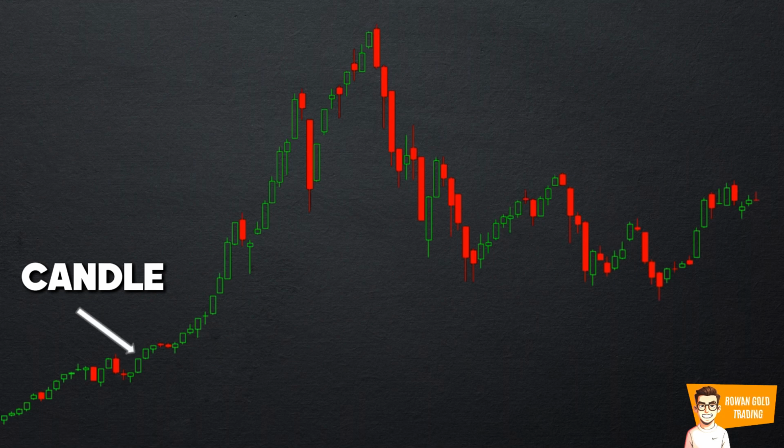And our final story is indecision. This candle is like a perfect tug of war where neither side wins. The body is tiny, which means the open and close prices were super close to each other.